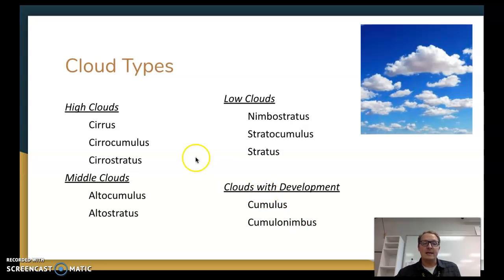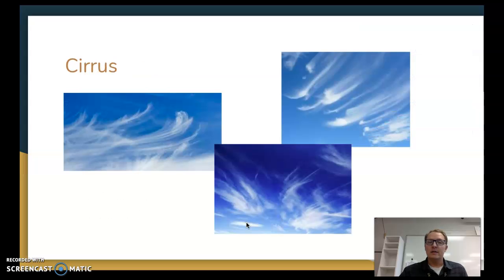So these are the 10. Cirrus, cirrocumulus, and cirrostratus are our high-level clouds, very thin. Our altocumulus and altostratus are the middle altitude clouds. There are some similar words there between those two types. And then our low-level clouds are the nimbostratus, stratocumulus, and stratus clouds. The two with vertical development are cumulus clouds and cumulonimbus clouds. So you're going to become experts in all 10 types. Here's how we'd like you to proceed.